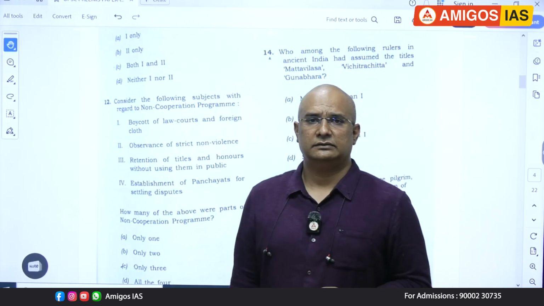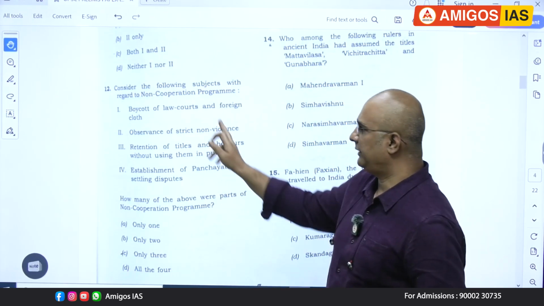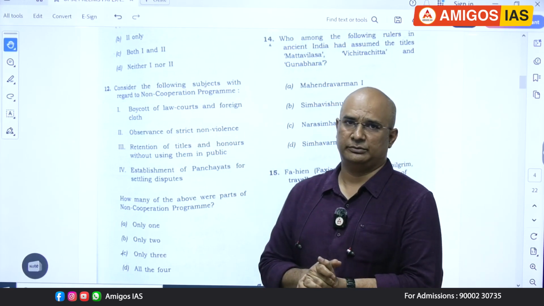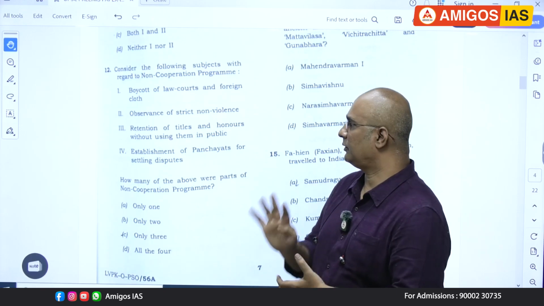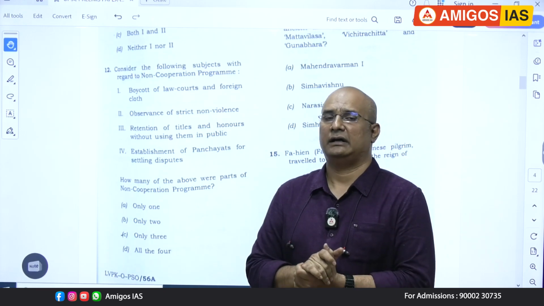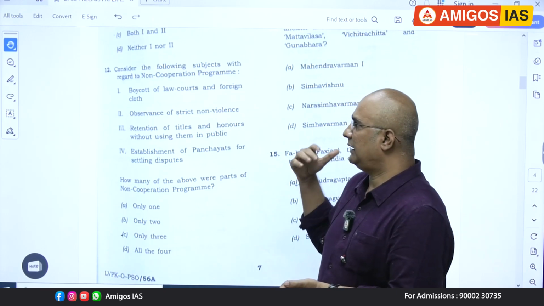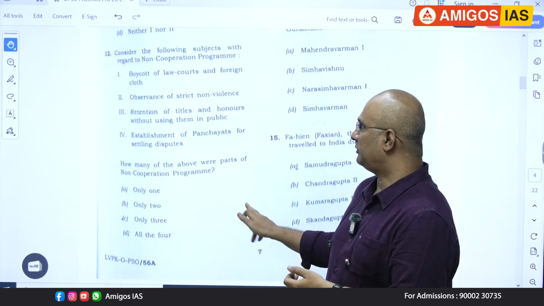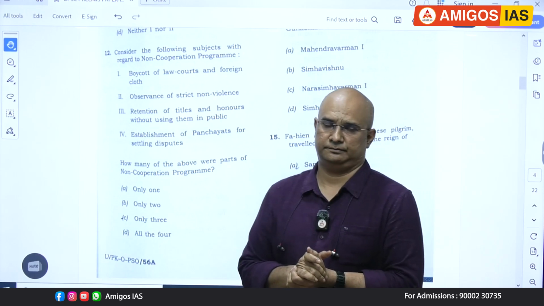So let us go to the second question now. Now here you find a question from modern India, and this time it is from the non-cooperation movement. The question is giving you 4 points and asking you which of these were a part of the non-cooperation program. So let us see them one by one. Boycott of law courts and foreign cloth.